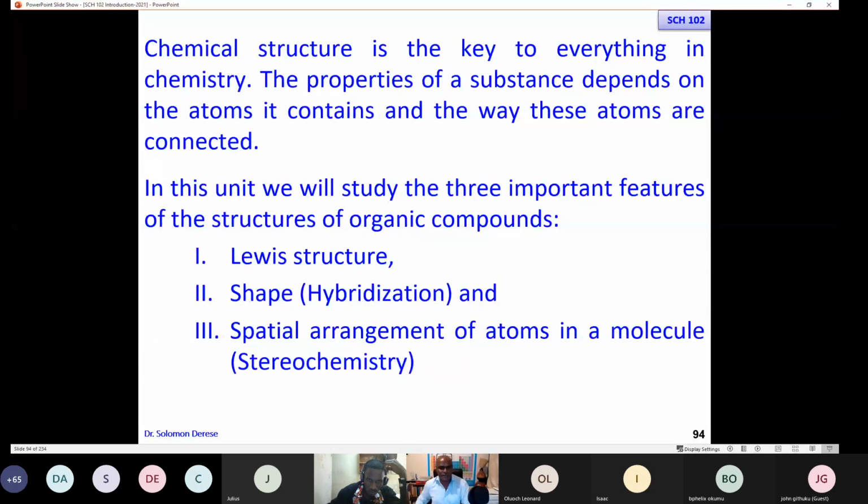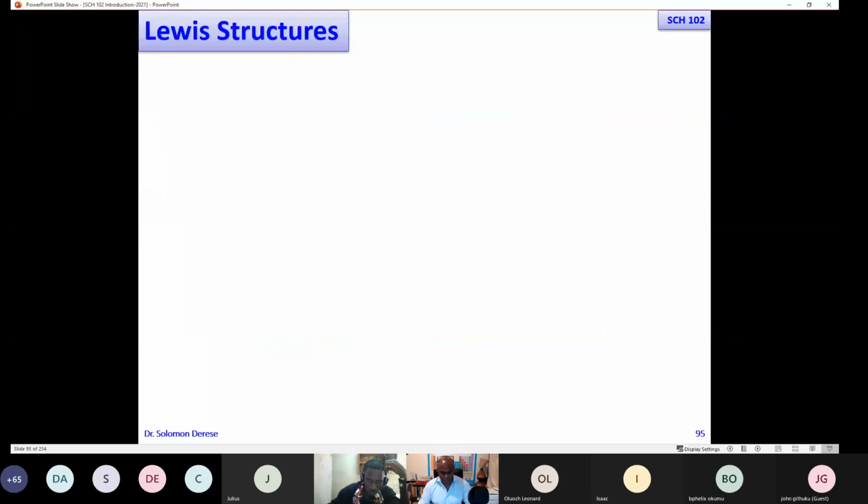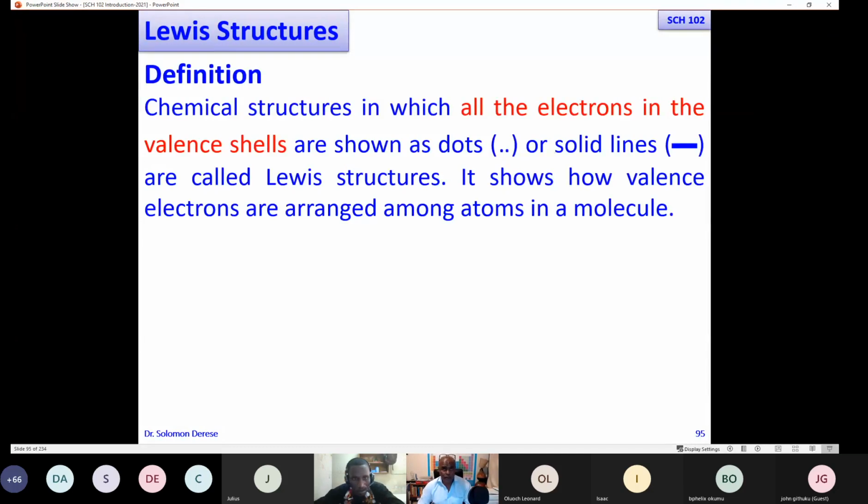So we'll start our study by looking at the Lewis structure, the simplest form of drawing the structure of molecules. Let me start by defining what a Lewis structure is. When you are asked to draw the Lewis structure, you are drawing a chemical structure in which all the electrons in the valence shell are shown as dots or as solid lines. That is called a Lewis structure.